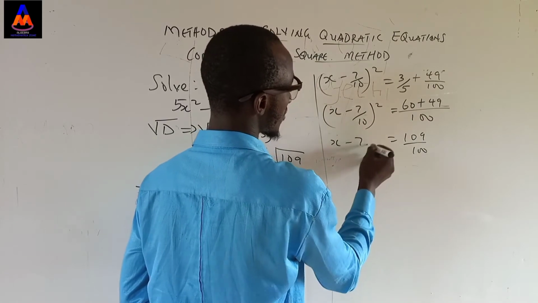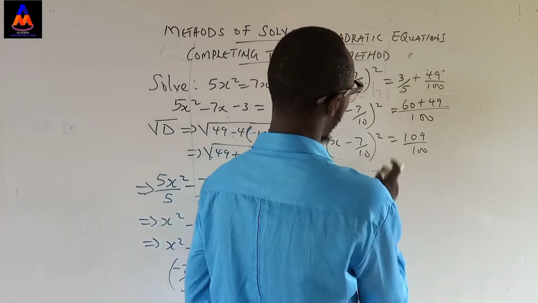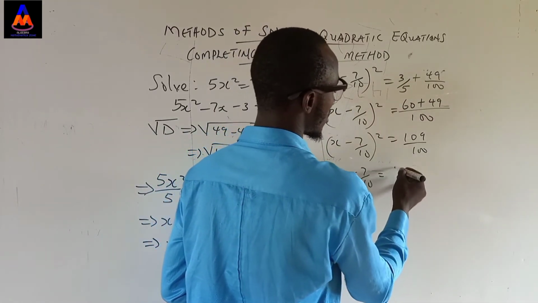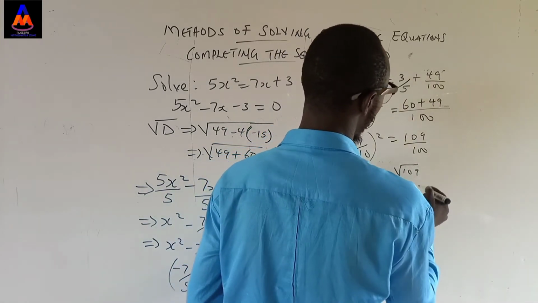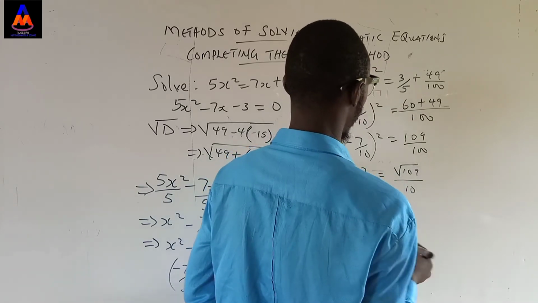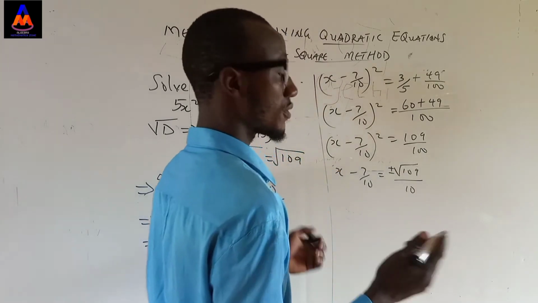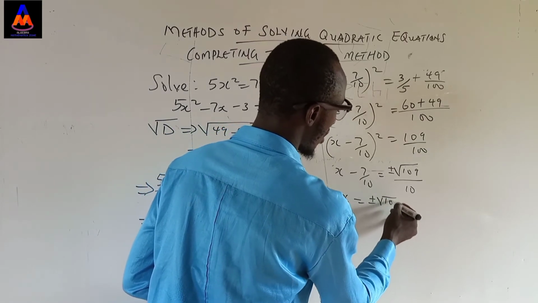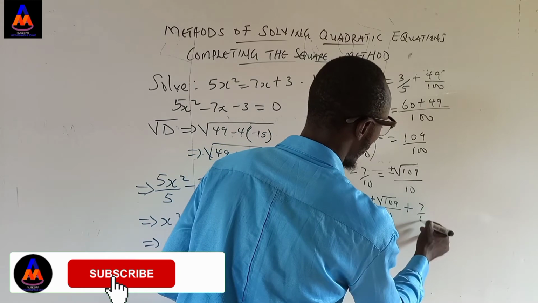So s minus 7 over 10 squared still. We have to get rid of the square, so s minus 7 over 10 equals the square root of 109 over the square root of 100, which is 10. Of course, you can say this is plus and minus so that we have two results. So my s is equal to plus and minus square root of 109 over 10 plus 7 over 10.